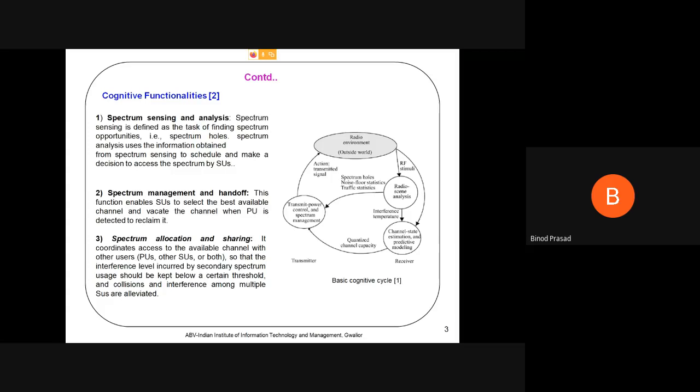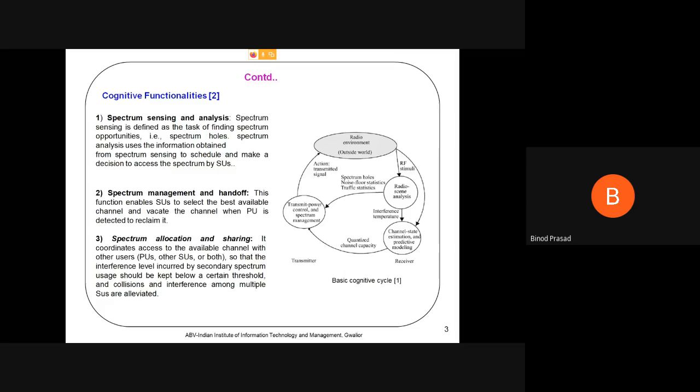What are the functionalities of a cognitive radio? It should have a spectrum sensing and analysis property. That means it will sense the given spectrum, try to find the spectrum holes, estimate the kind of interference, and use that information to schedule and make a decision to access the spectrum. That is, it has to see the surrounding environment, estimate the interference and the spectrum holes. That is the radio scene analysis, as you can see from the figure.